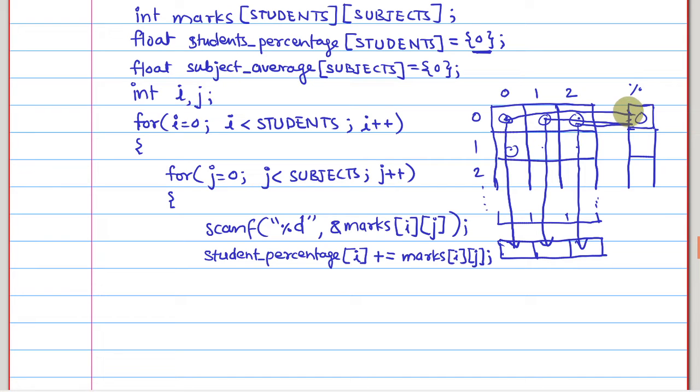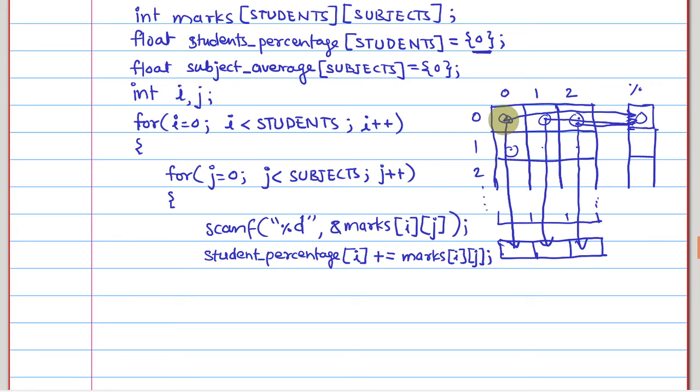So whenever you scan the first number, you add to it, so it will become some number. You scan the second number, you add to it, it will become another number. You scan the third number, you add to it, and it will be the final total for that student, right? So initial value is 0. Once we scan marks of 0, 0, it will be added to it. In the next iteration of this inner loop, when the next marks of the same student for the next subject are scanned, it will be added to this and it will continue for all 3 subjects.